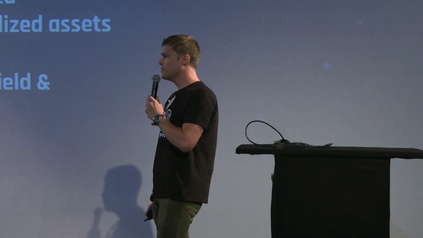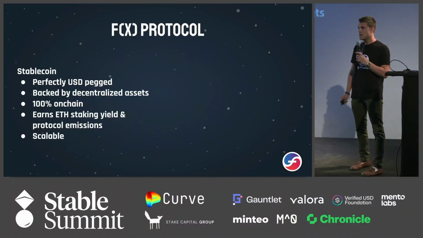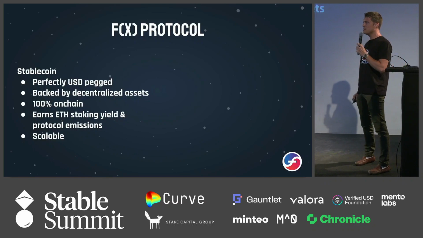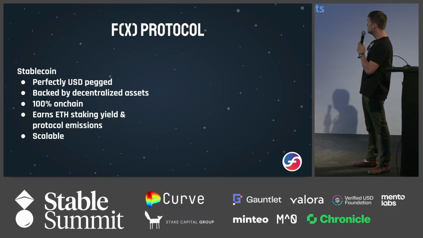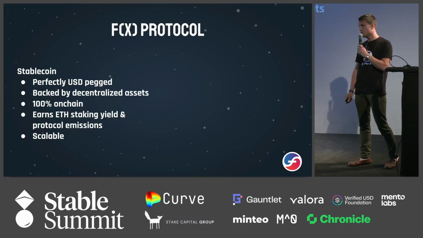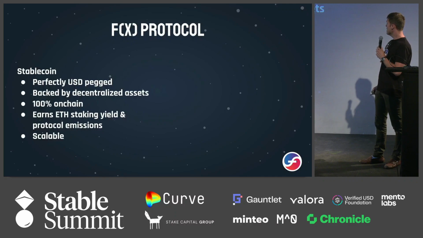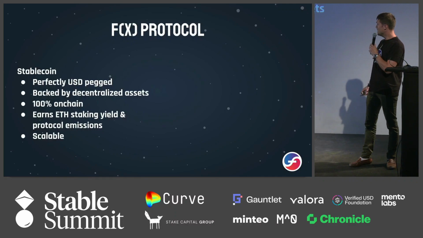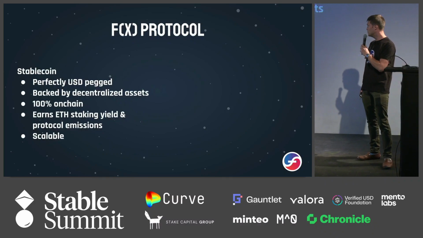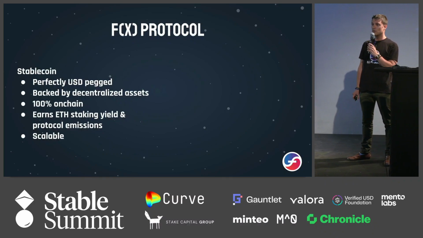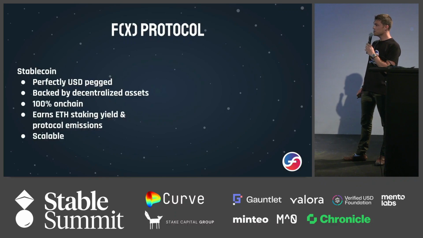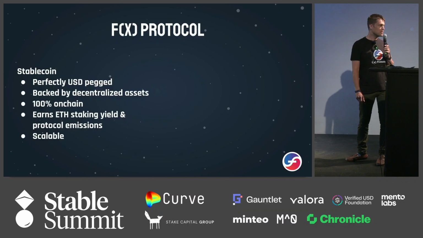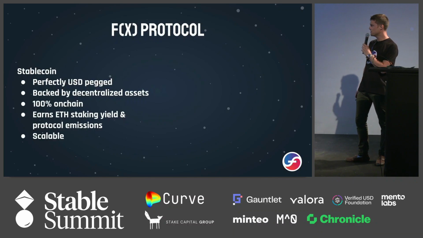FX protocol enables two kinds of assets. The first one is stablecoins. And they are totally decentralized stablecoins, perfectly USD-pegged by design, because, I'll explain it in a couple of minutes. They're backed by decentralized assets, 100% on-chain, and they have the ability to earn real yield coming from ETH staking or restaking, plus protocol emissions. And by design, they're way more scalable than a CDP model because the stablecoin is always 100% collateralized.